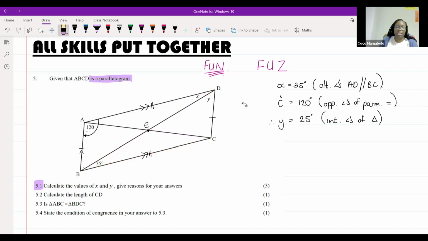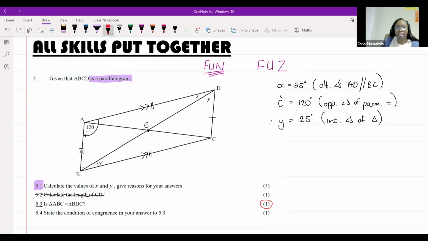Okay, we're going to skip CD because I'm realizing that this question has been kind of cut off. I want us to look at question 5.3. It says, is triangle ABC congruent to triangle BDC? Now, be very careful. Look at how they've mapped out your triangles. Look at the mark allocation. It is a one mark question. So this is definitely a yes or no question. So all you need to do is confirm that they've mapped out their triangles in the correct order. Let's go ahead and see if they've mapped them out in the correct order.